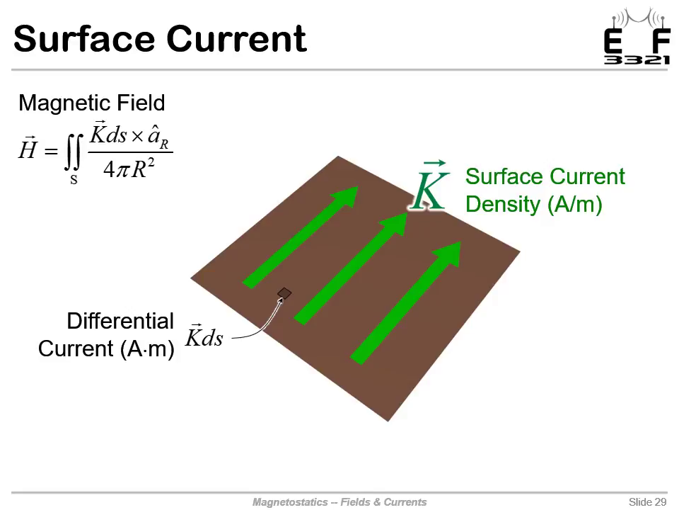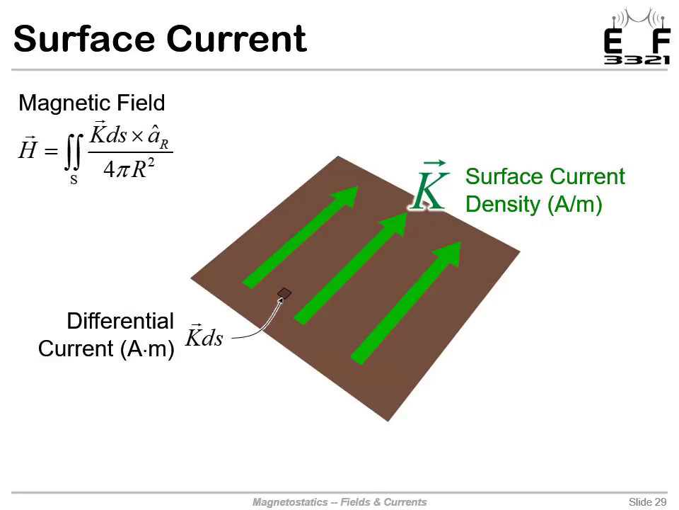Now let's take a look at a surface current. A surface current is confined to an infinitely thin plane. And so rather than use J or I to describe the current, a surface current density, we will use a vector K. So K will remind us that we are talking about a surface current, and it is a vector because the current is traveling in some particular direction. The surface current density has units of amps per meter.